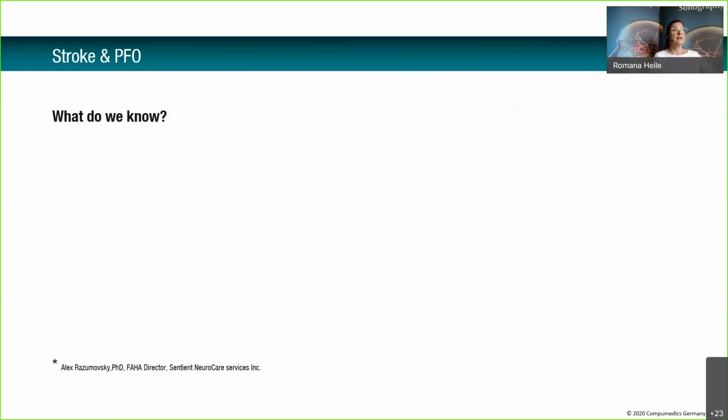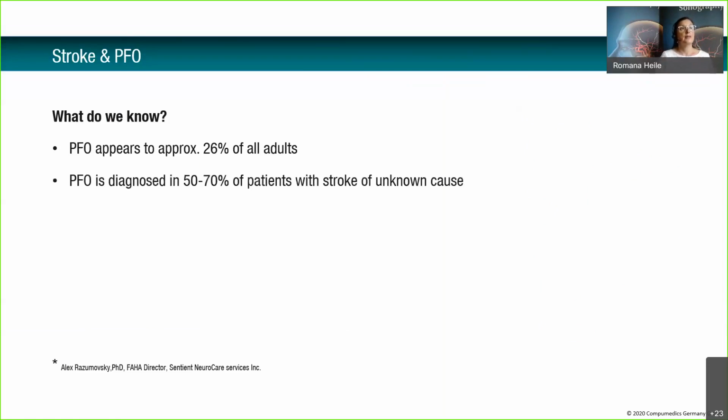So, some facts about PFO. What do we know about them? PFO appears in approximately 26% of all adults. PFO is diagnosed in 50 to 70% of patients with stroke of unknown cause. That means some people have a stroke and doctors do not know the reason for it. So that would be an indication to look, maybe this patient has a PFO.